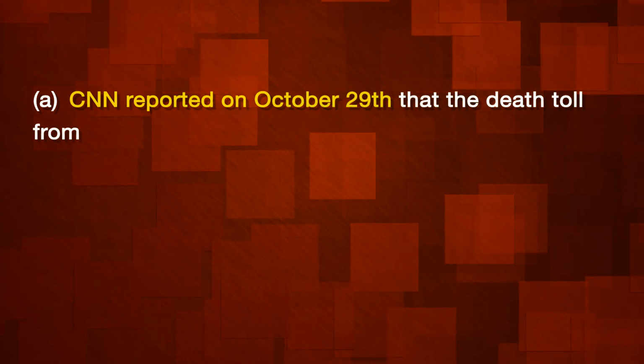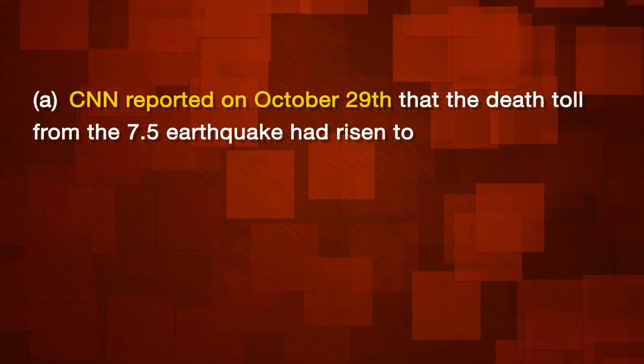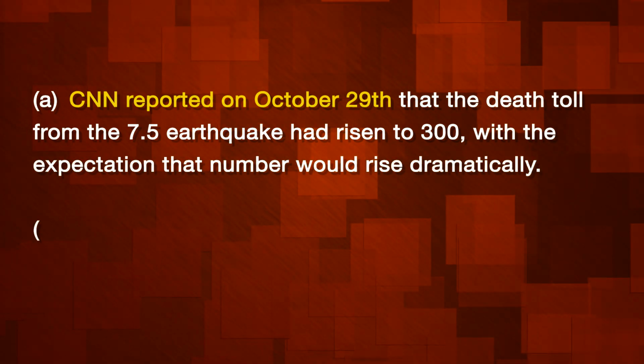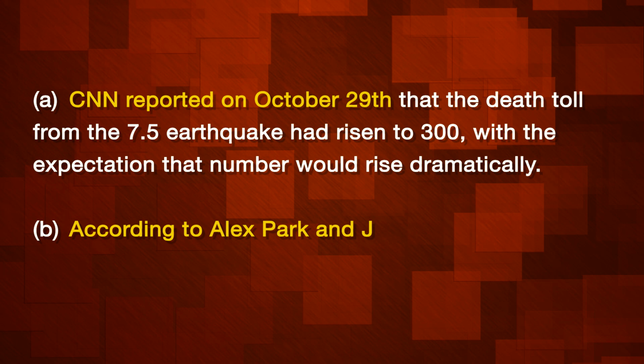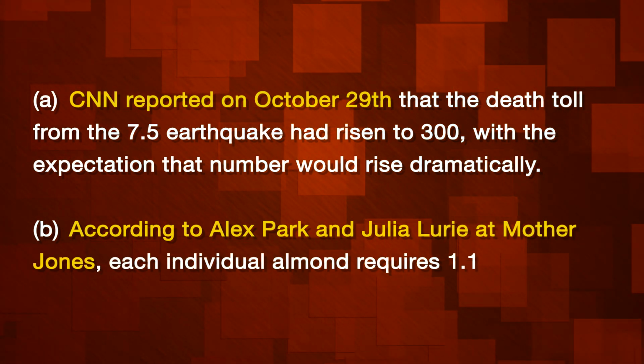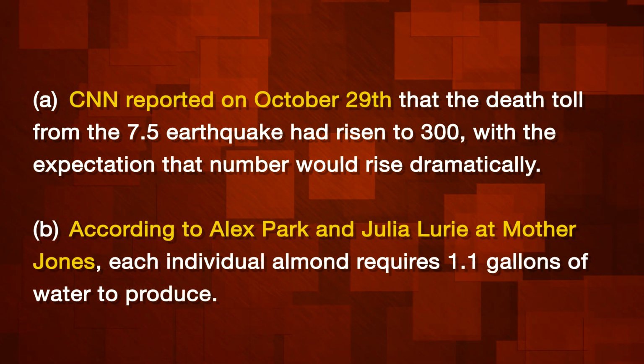CNN reported on October 29th that the death toll from the 7.5 earthquake had risen to 300, with the expectation that number would rise dramatically. According to Alex Park and Julia Lurie at Mother Jones, each individual almond requires 1.1 gallons of water to produce.